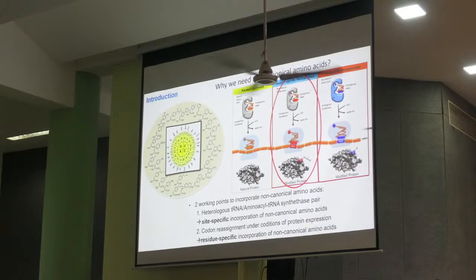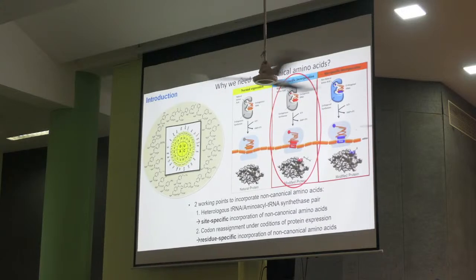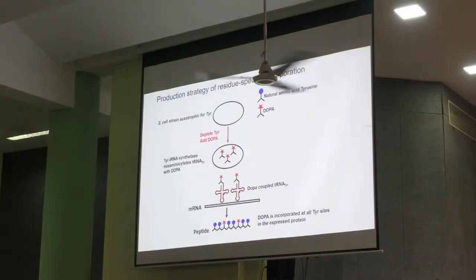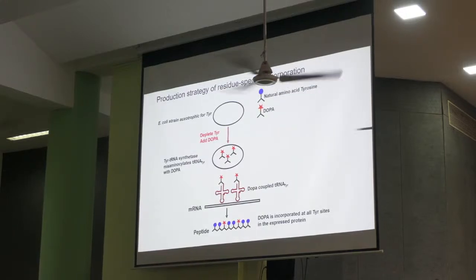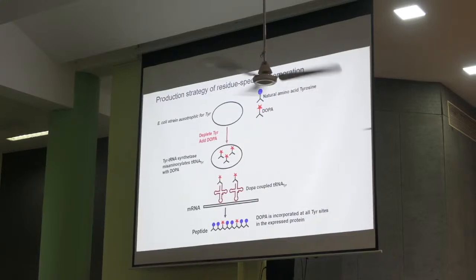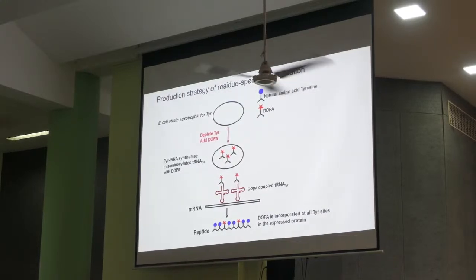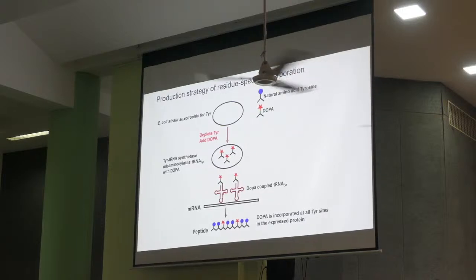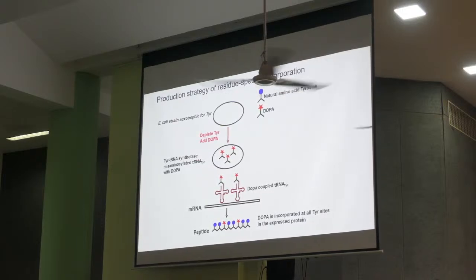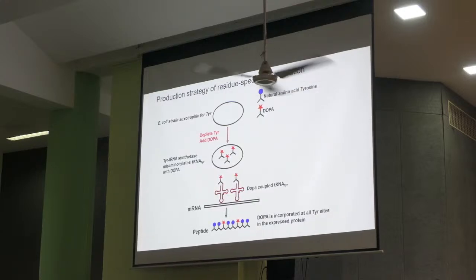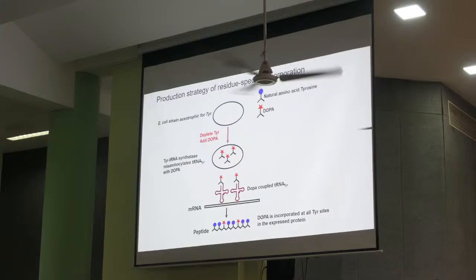So here we are mainly focusing only on the residue-specific incorporation system. So what is the residue-specific incorporation system? We need an auxotrophic strain. Auxotrophic strain means it cannot synthesize a particular biosynthetic pathway product inside the host, so we utilize the host machinery. I am giving an example for tyrosine. To express a tyrosine analog, we have to choose a tyrosine auxotroph, which cannot biosynthesize tyrosine inside the host system.